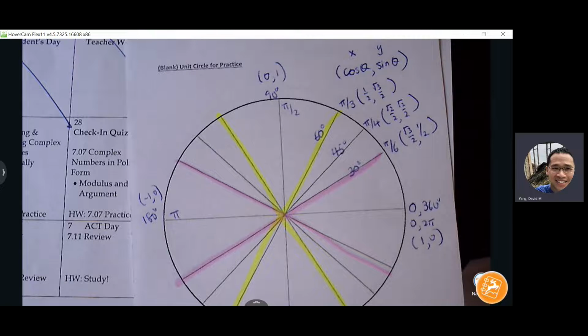Okay, so just some reminders with the unit circle. The reason why we create this is because we can quickly pull cosine and sine values. Cosine is your x value, sine is your y value.